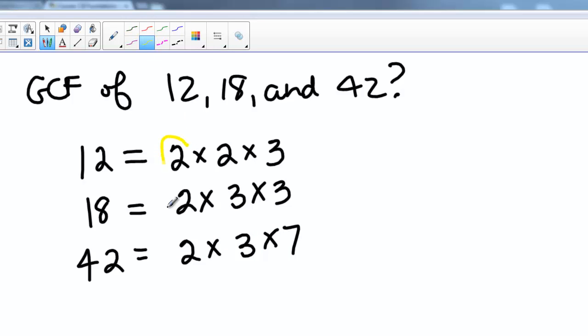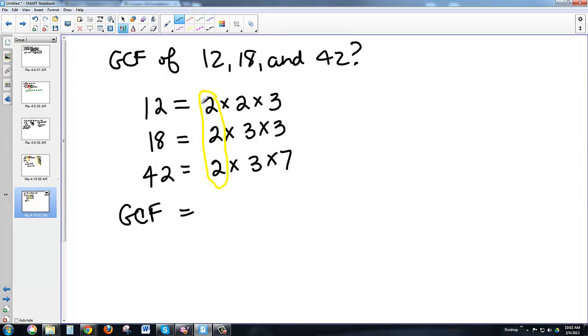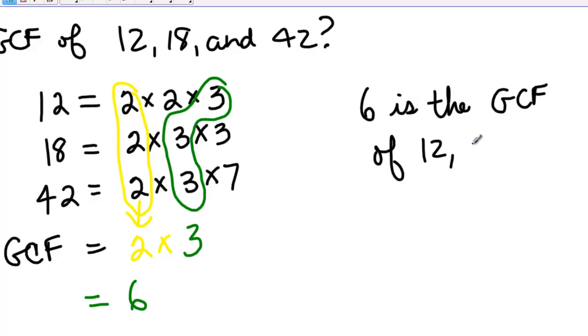Now what's common? There's that 2. Is there anything else in common? Is there this 2 shared? No. However, there's a 3 common to all 3 lists. Now we look, is there anything else? And it has to be in all 3. If these were both 2's, it's not enough unless there's a 2 down here as well. This is it for the greatest common factor. We know that 6 is the greatest common factor of 12, 18, and 42.